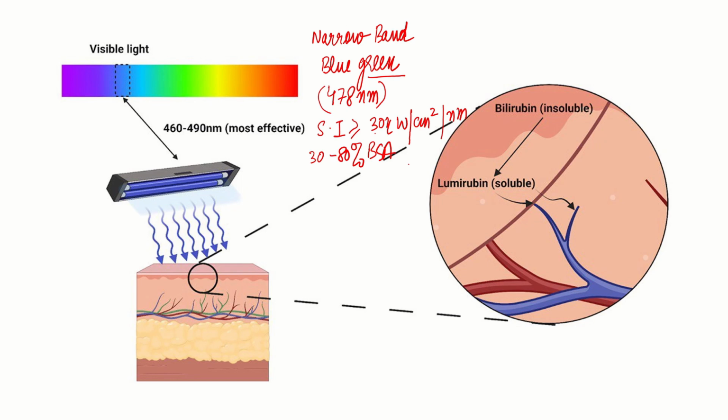Now, when this narrow spectrum blue-green light with an optimal wavelength of around 478 nanometers falls on the exposed surface of skin, 3 photochemical processes take place. First is photoisomerism. Then we have structural isomerism. And the last is photooxidation.